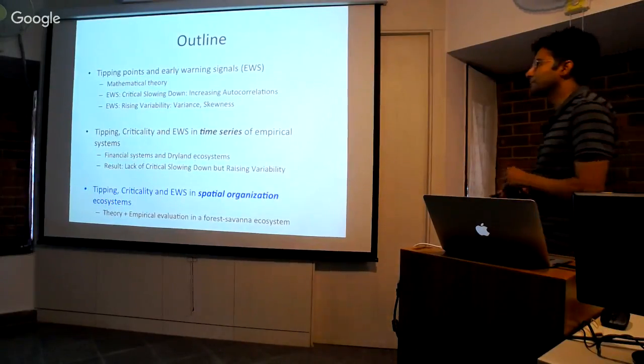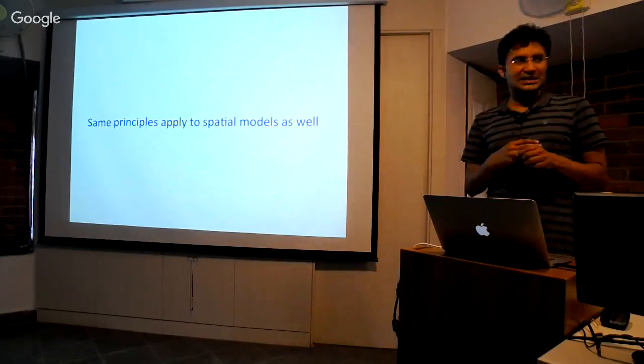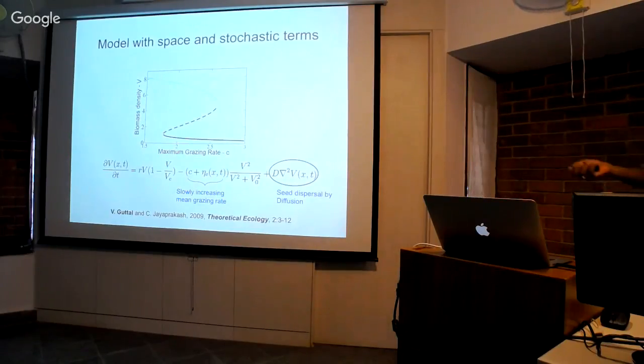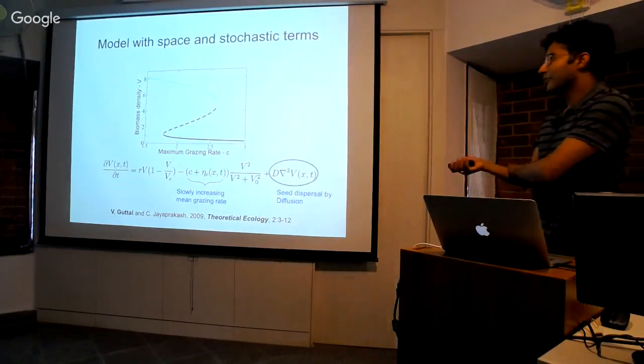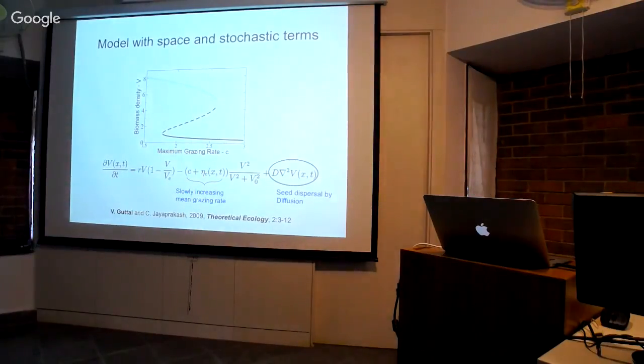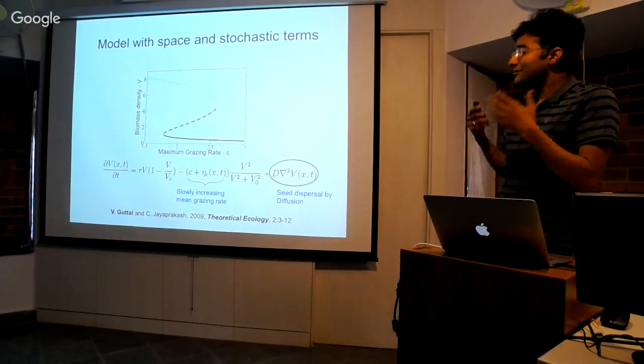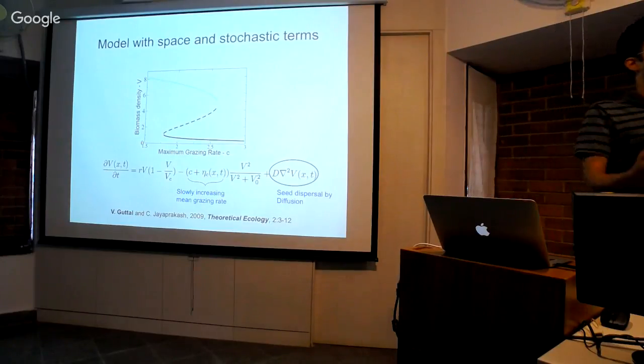have spoken about. And it turns out that, without going into too much detail, the same principles apply to spatial models as well. And in fact, we can construct a spatial model where the idea is that you have many small areas where in each of them the logistically growing population is a valid assumption, but the different spatial pockets are connected by dispersal of seeds. Okay, and even in those kinds of systems, tipping points can happen.